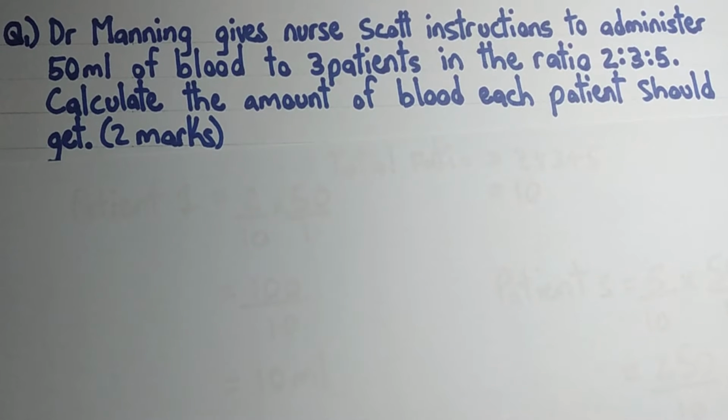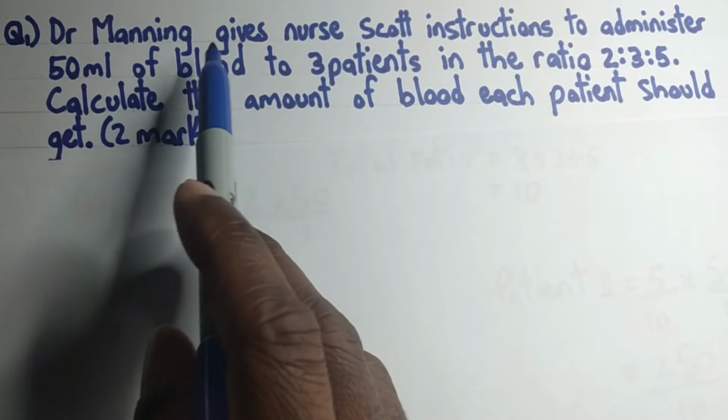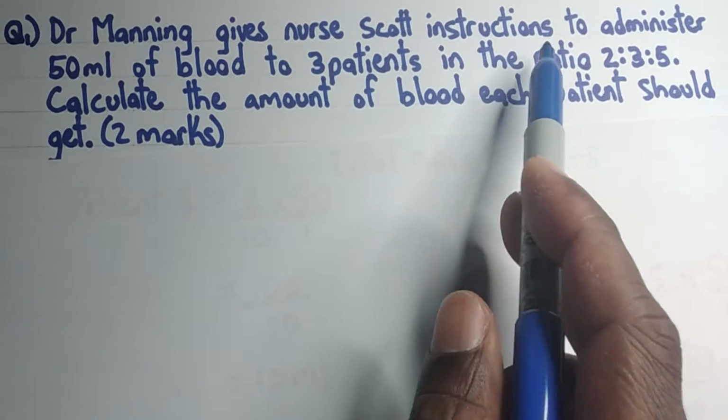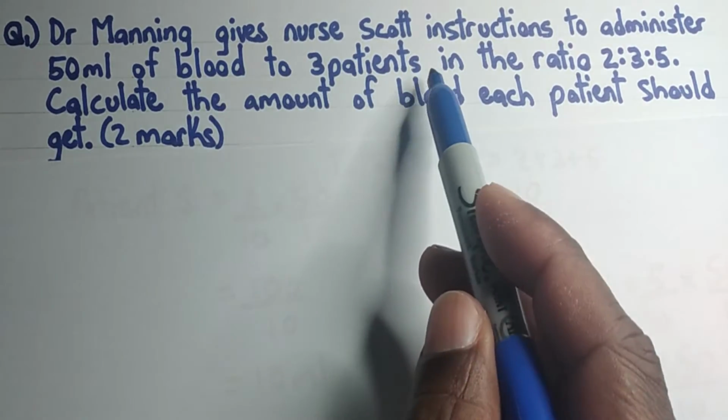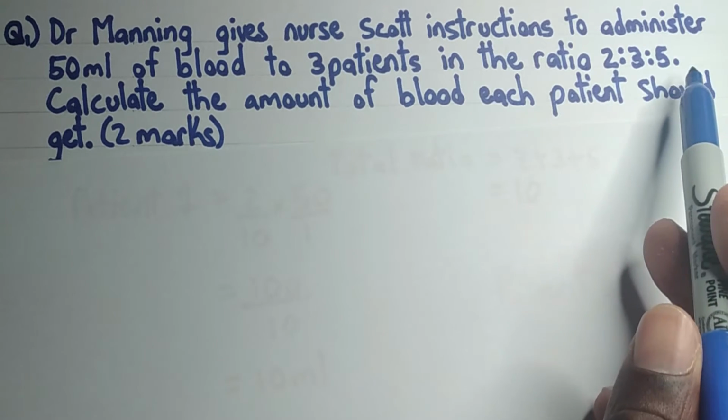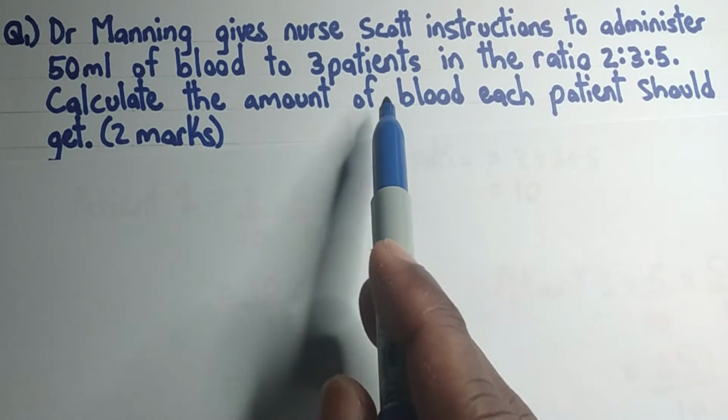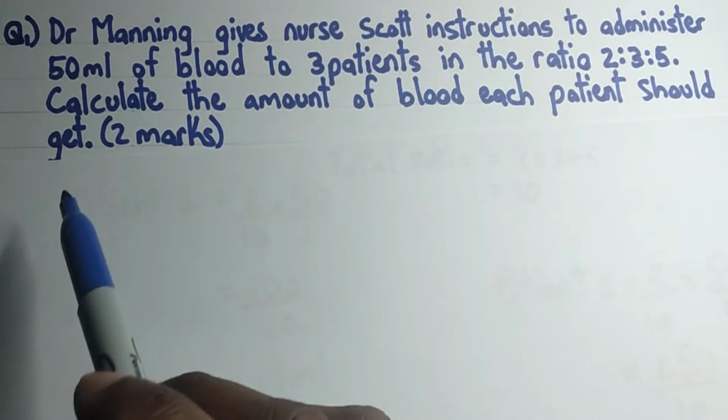Alright, so let's get right into it. So here we have Dr. Manning gives Nurse Scott instructions to administer 50 milliliters of blood to 3 patients in the ratio 2 to 3 to 5. Calculate the amount of blood each patient should get.